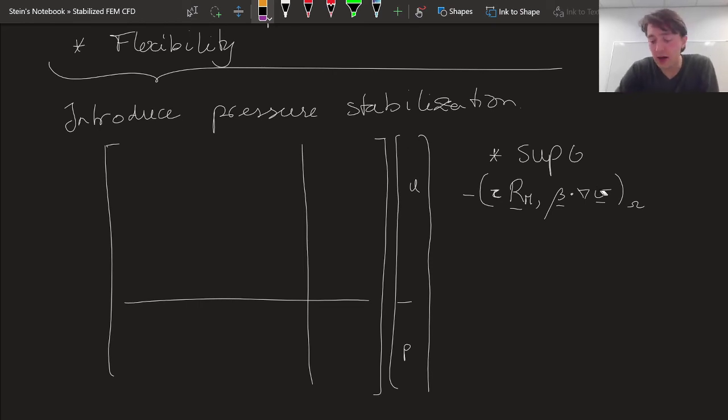Now, where in our matrix system of equations do these additional SUPG terms actually show up? Well, first of all, we have our test function on the velocity. So that's this set of equations. These are the ones that correspond to the velocity test function.